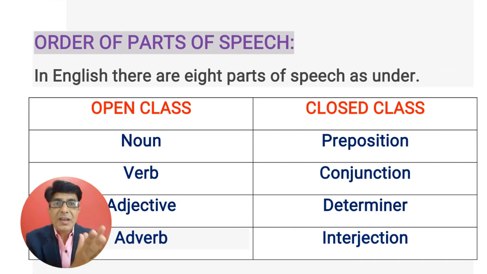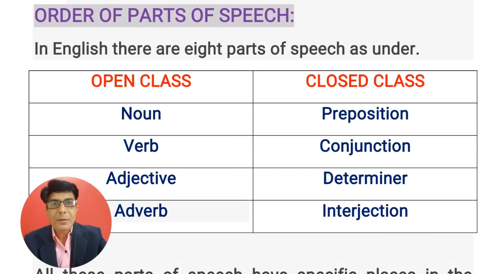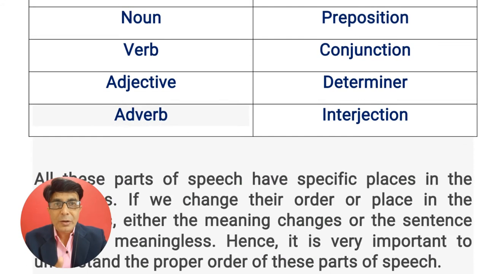But we have closed class parts of speech. That means there are fixed number of words. You cannot add new words into that category. Say for example, determiners. Determiners are fixed like articles a, an and the. Now you cannot add a fourth article here as a determiner. So we have fixed number of determiners. That's why prepositions, conjunctions, determiners and interjections, they are known as closed class parts of speech.